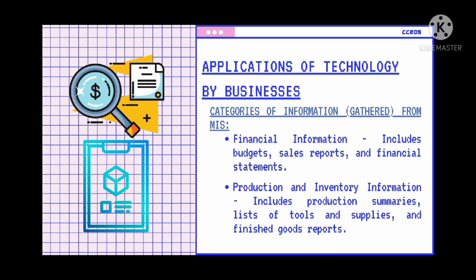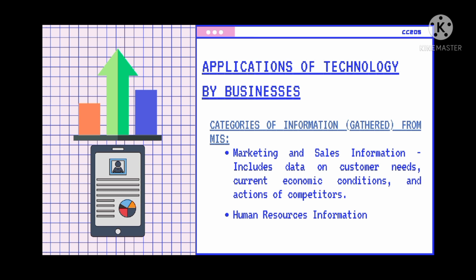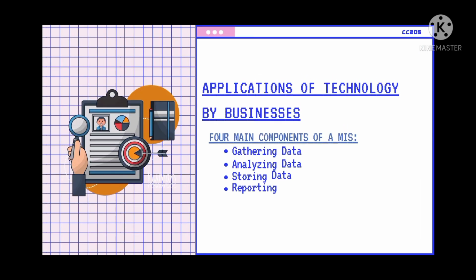Categories of information gathered from MIS. Financial information includes budgets, sales reports, and financial statements. Production inventory information includes production summaries, list of tools and supplies, and finished goods reports. Marketing, sales, and information includes data on customer needs, current economic conditions, and actions of competitors. And the last category is human resources information. Four main components of a management information system are gathering data, analyzing data, storing data, and reporting results.